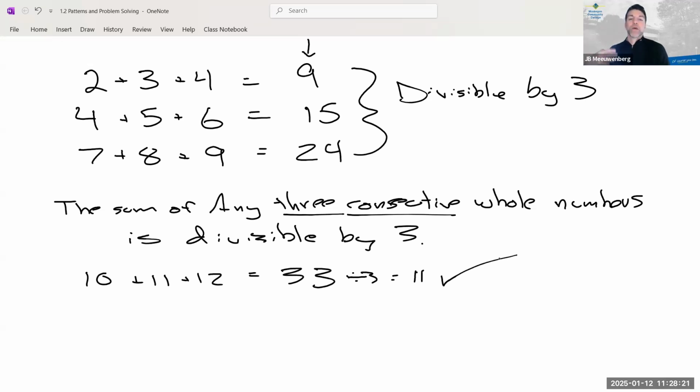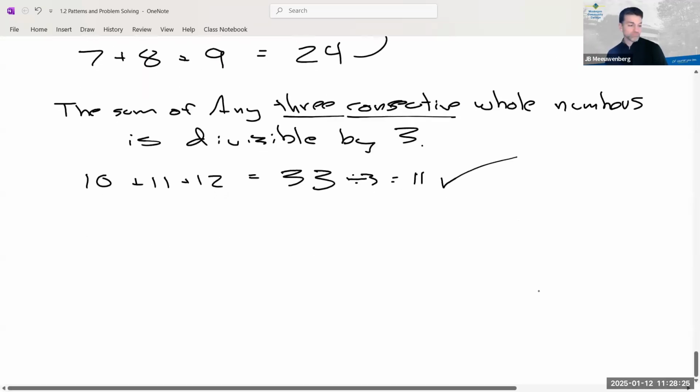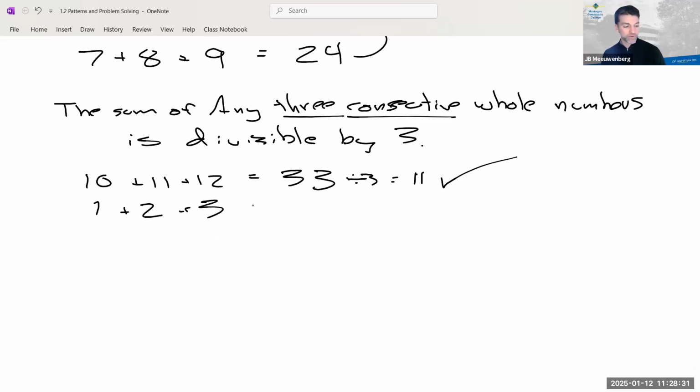We're finding things that check out. Maybe do one more. Let's do something simple. How about 1, 2, 3? 1 plus 2 plus 3 is equal to 6. Is that divisible by 3? Yep, we got a nice whole number. So that's 2.